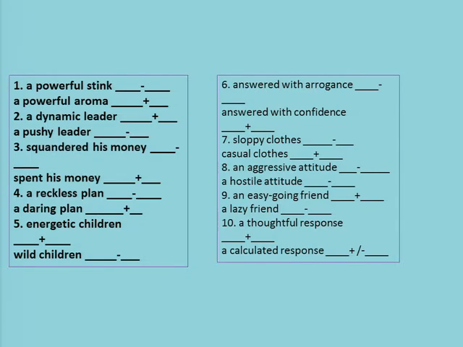I want you to just look at number 10. A thoughtful response and a calculated response. Both mean to think deeply about something before you respond, before you answer. Thoughtful could mean thoughtful as in the person doesn't want to hurt someone, or it could mean that they sat and thought long and hard before they responded. Calculated also means the same thing, but it depends on the story that you are reading. What other words are there around it? What do we know about the character, which would tell you whether a word has a positive connotation or it has a negative connotation.